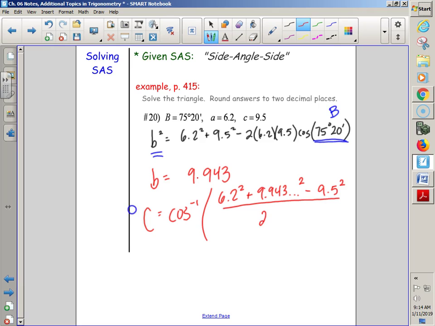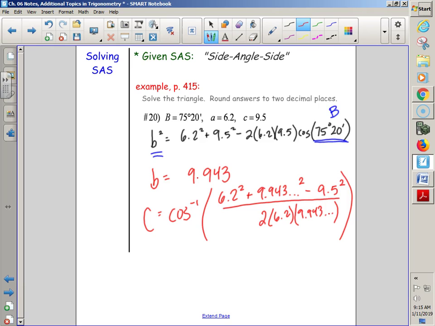All over 2 times, not that guy. So 2a, which would be 6.2, and b, which is 9.943, dot, dot, dot. So we could find angle C by using law of cosines, but another variation. Once again, I like using that nifty-difty little fraction feature.